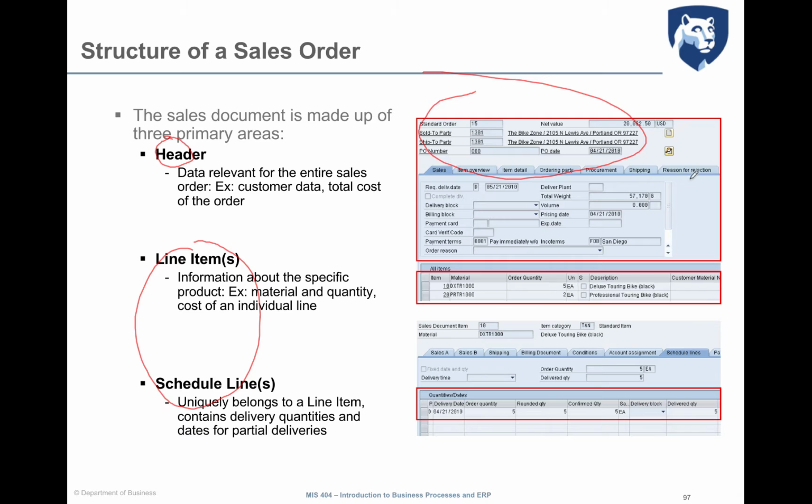And then you have also the different tabs. So you see here you have sales, item overview, item detail, ordering party, procurement, shipping, and eventual reason for rejection.